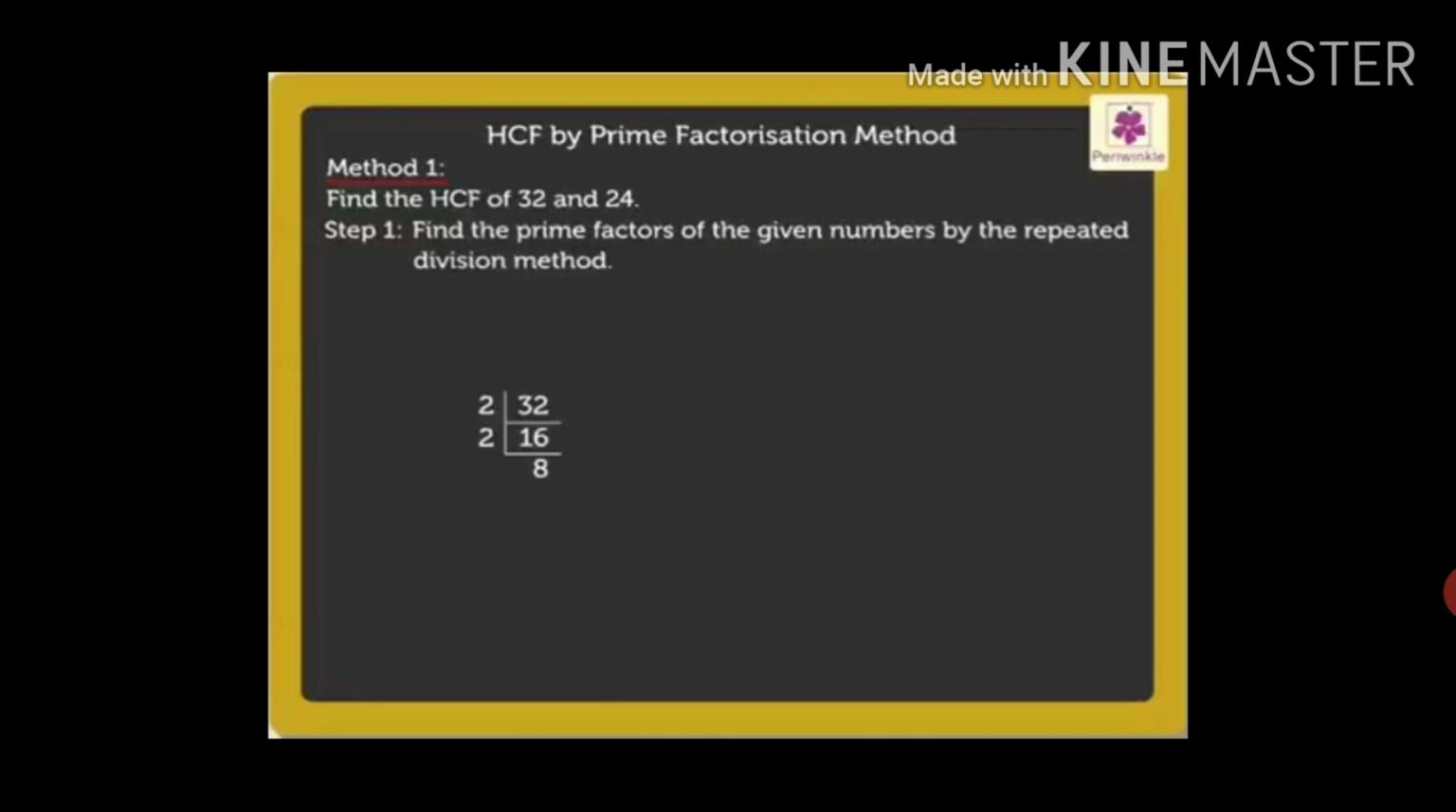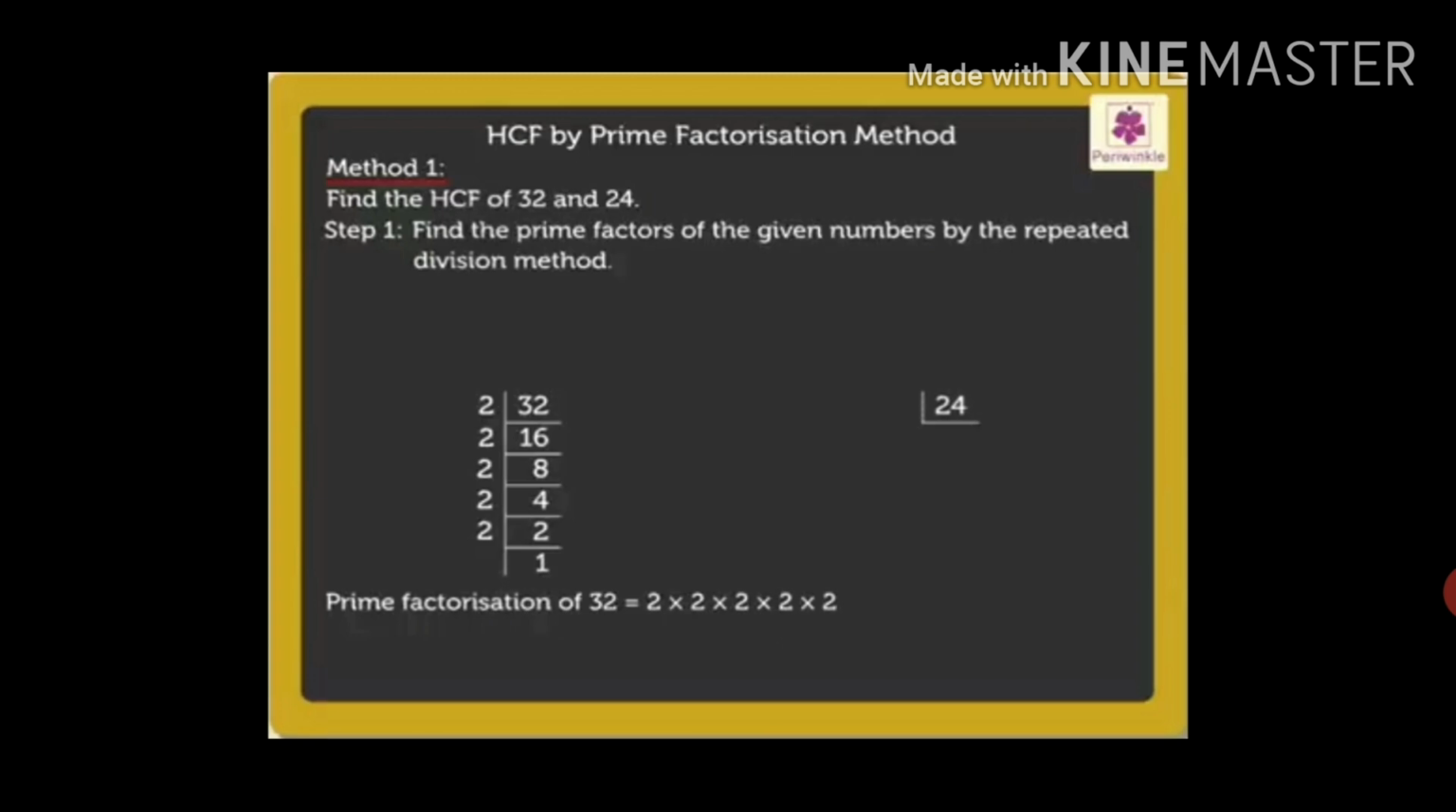Again, we divide 8 by 2 to get 4. And 4 divided by 2 gives 2. As 2 is a prime number, we divide it by itself and get 1 as the quotient. Thus, the prime factorization of 32 is 2 into 2 into 2 into 2 into 2.